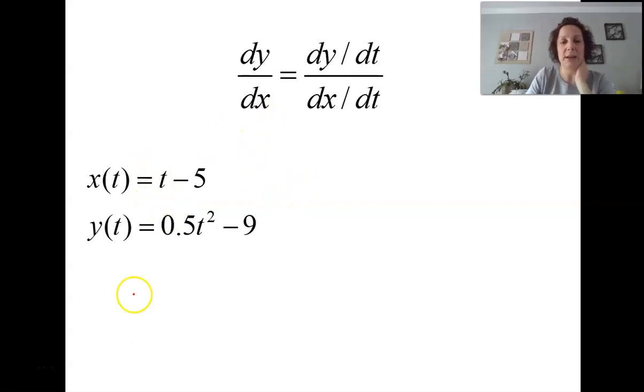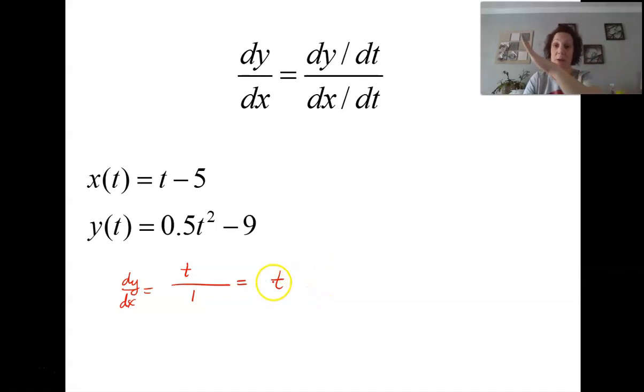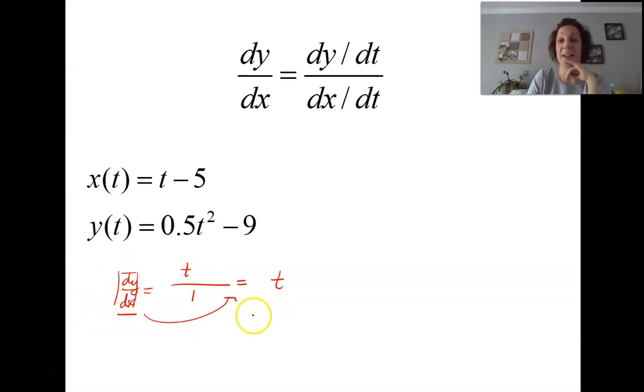So if I want to get dy dx, I'm going to take dy dt, which will be just t, over dx dt, which will just be 1. And we find out very simply here that our derivative is equal to t. So at t equals 1, my derivative is 1. At t equals 2, my derivative is 2. So the slope is going with the time. It's important to note here that my dy dx is in terms of t, and that's normal. It should be. If you're working in parametrics, the variable should be a t.